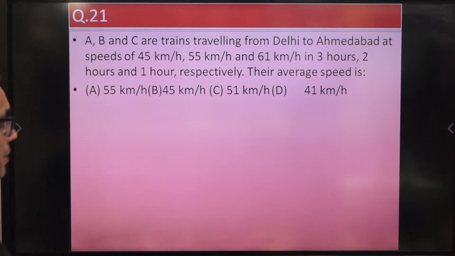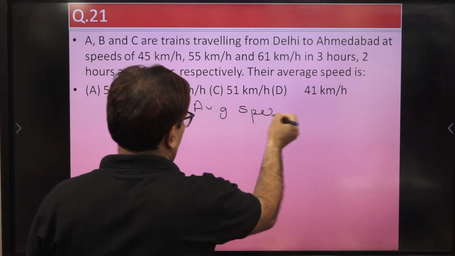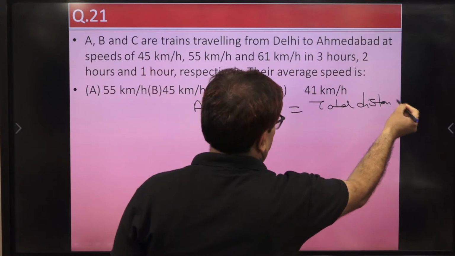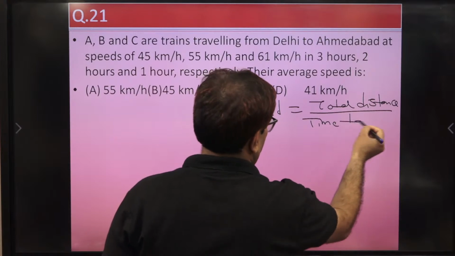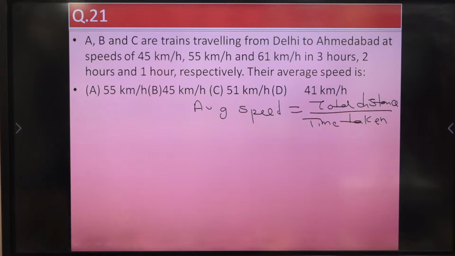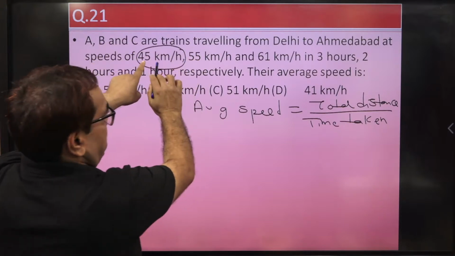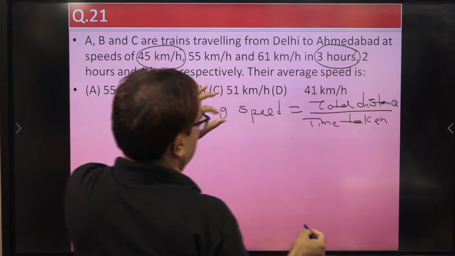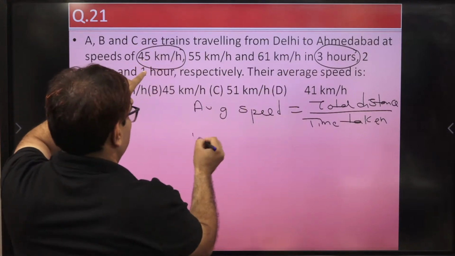We have to calculate the average speed. So what is the formula for average speed? Average speed is equal to total distance traveled divided by total time taken. Very common formula. So A, B, and C are trains traveling from Delhi to Ahmedabad at a speed of 45 kilometer per hour, and they are moving at this speed for 3 hours. So here total distance traveled will be equal to speed into time, so 45 into 3.